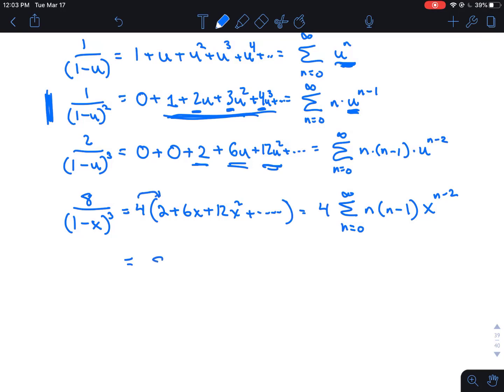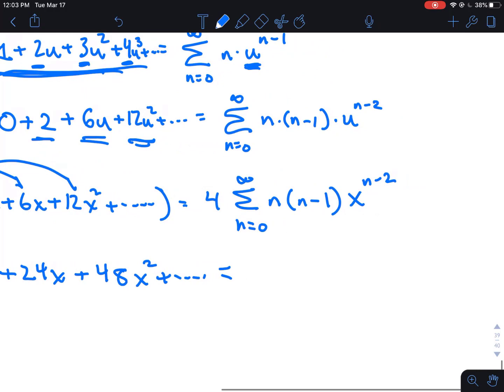4 times 2 is going to be 8. 4 times 6 is going to be 24. 4 times 12 is going to be 48. And so on and so forth. And then I'm going to group together. Again, I'm going to bring this 4 inside. And I'm going to group together all of my coefficients, so all the things without x's.